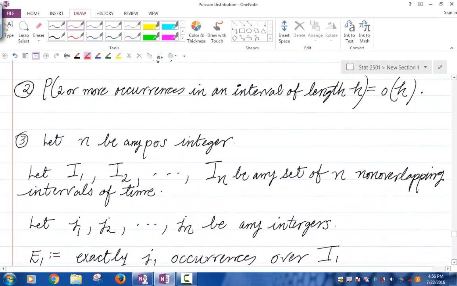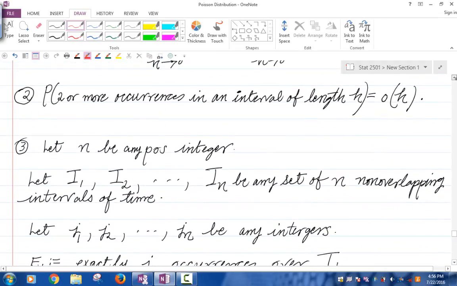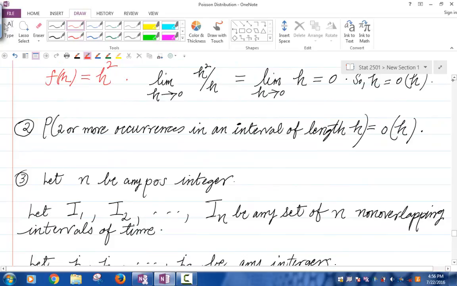Alright, assumption number two. The assumption number two is that the probability of obtaining two or more occurrences in an interval of length h is little o of h. In other words, what we are saying is that the probability of getting 2 or more occurrences in an interval of length h is negligible.